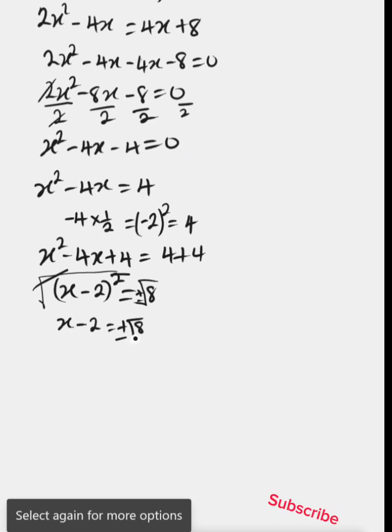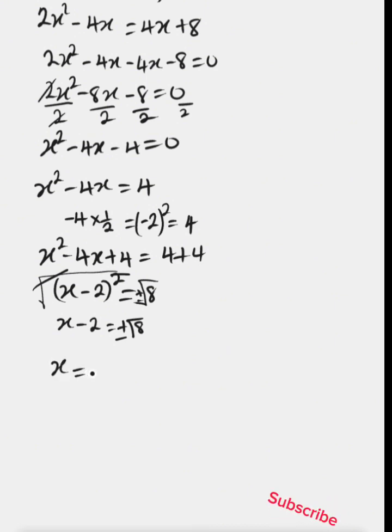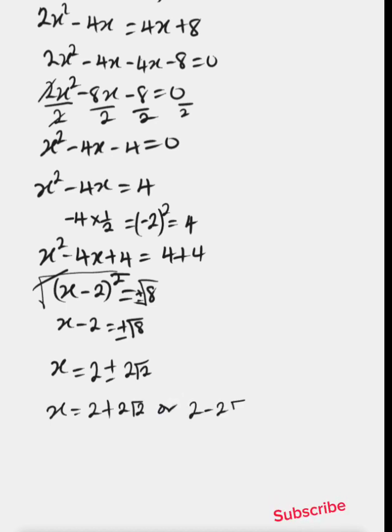Next, we simplify root 8 and take negative 2 to the right hand side. That means we are going to have x equal to 2 plus or minus 2 square root of 2. Square root of 8 would give us this. So x is going to be either 2 plus 2 square root of 2 or 2 minus 2 square root of 2. This is the solution.